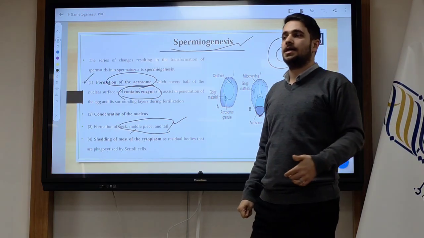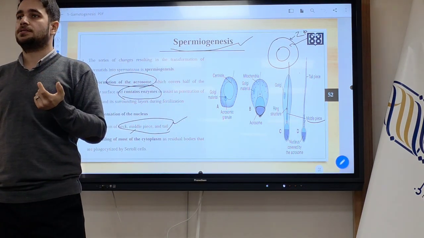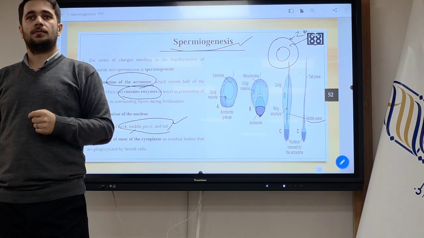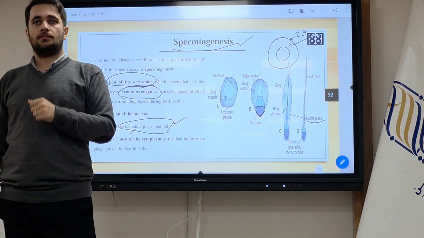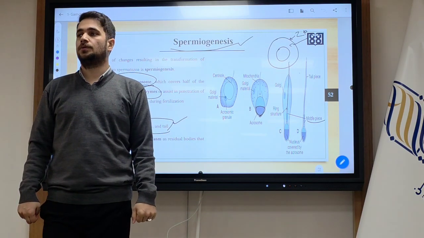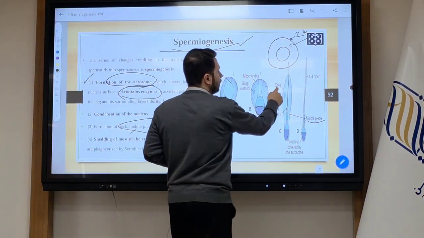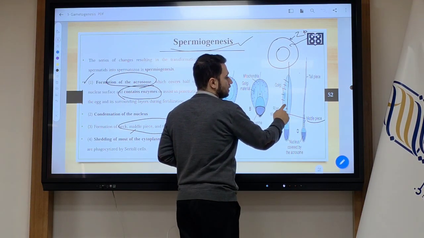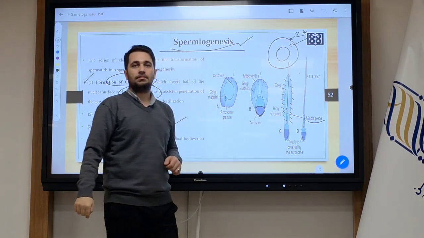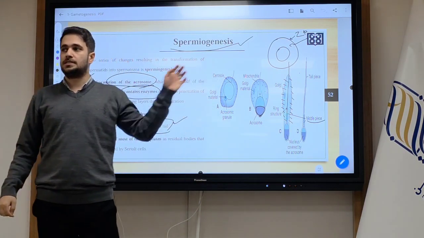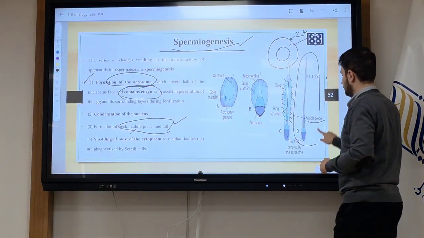And in the next stage, the Sertoli cells come to do what? The rest of the cytoplasm will be like residual bodies which will be absorbed by the Sertoli cells. Completely true. So the Sertoli cells come and clear this cytoplasm, phagocytose this cytoplasm, and make this sperm.